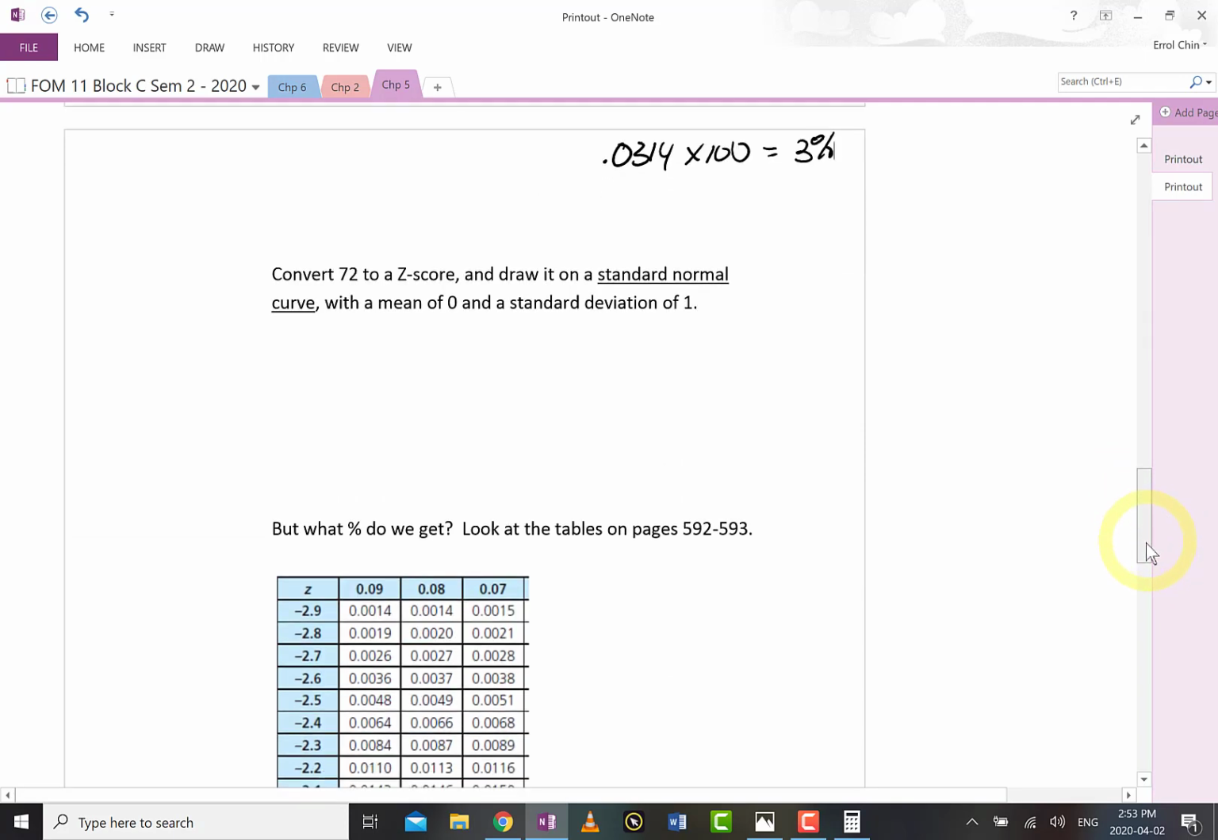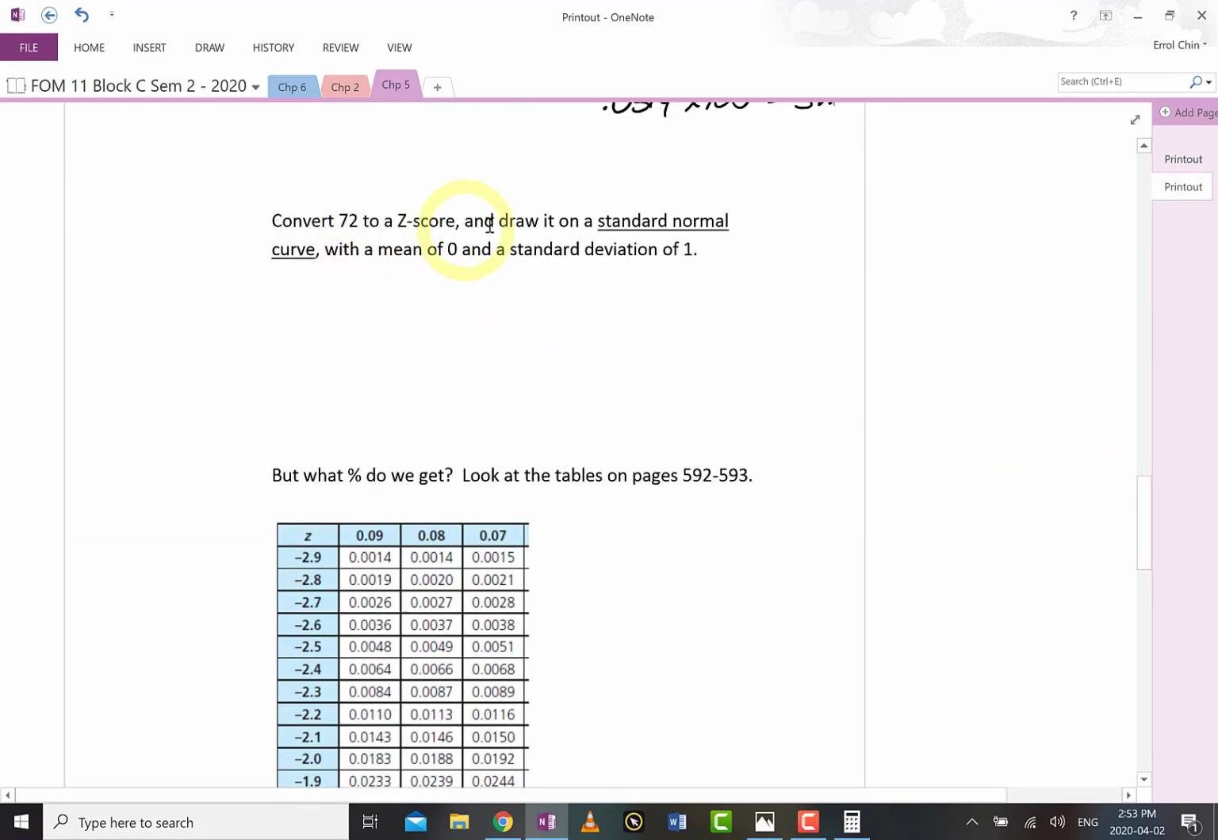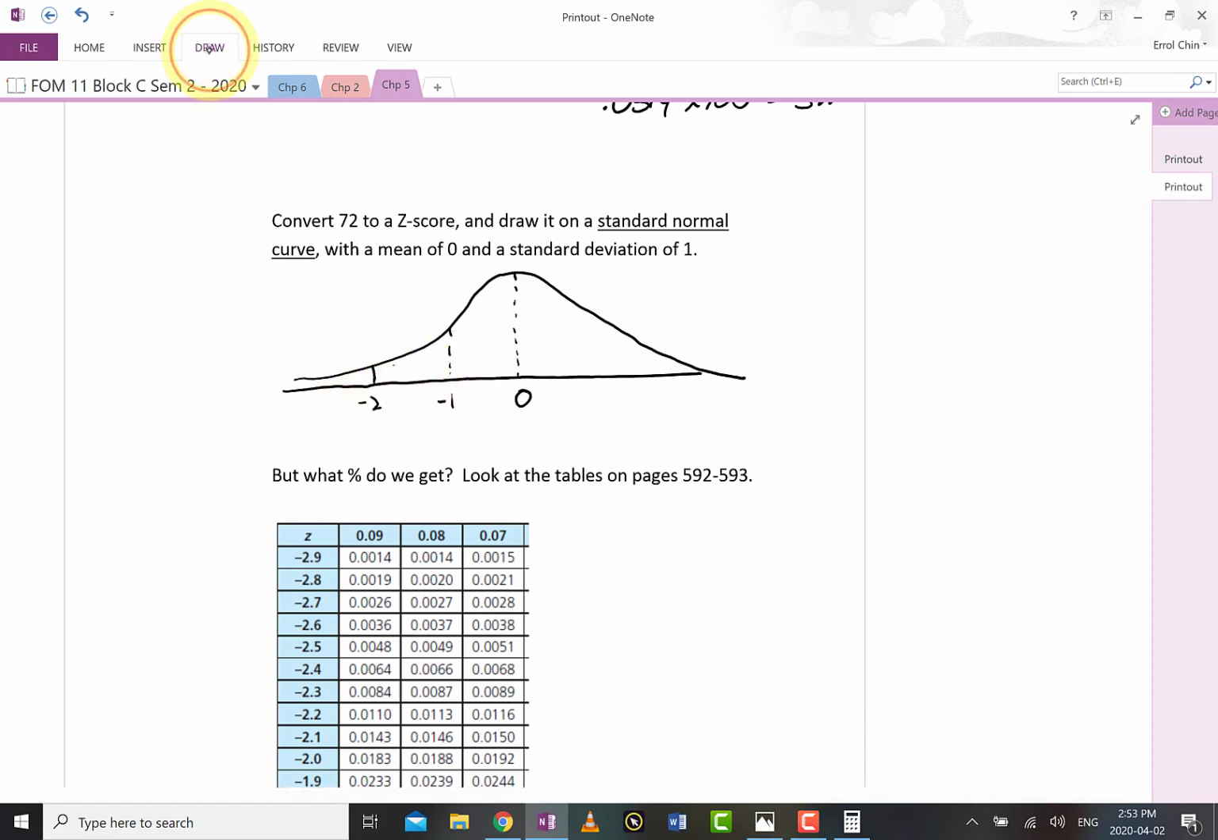Now, here is how we did it before. It says you convert 72 to a z-score, which we just did, and draw it on a normal standard curve with a mean of 0 and standard deviation of 1. So what this really means is if we were to draw a bell curve, by using the formula, all we're doing is readjusting and pretending that our mean is now 0. We have a -1 standard deviation, a -2 standard deviations, but when we did the calculation, we got -1.86. And we want to know how many people are to the left of this.